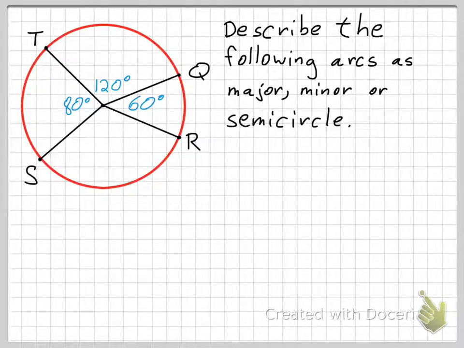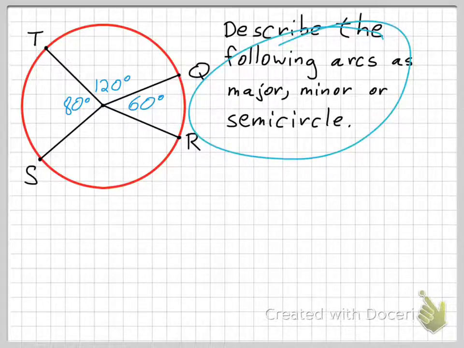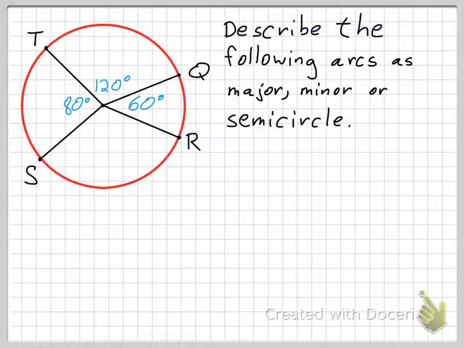So please copy this circle down with the degree measures and the points Q, R, S, and T, and the degrees, like I said, 120, 60, 80. Please write all that down and copy that circle down and describe the following arcs as major, minor, or semicircles. Okay, so write down this prompt. You can pause it if you'd like, but I'm going to continue.